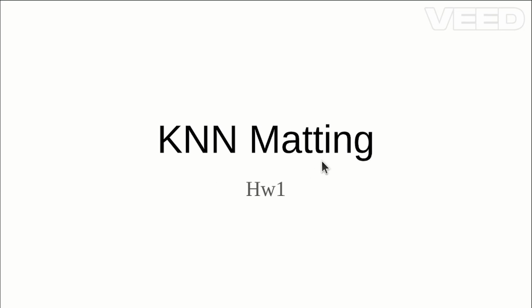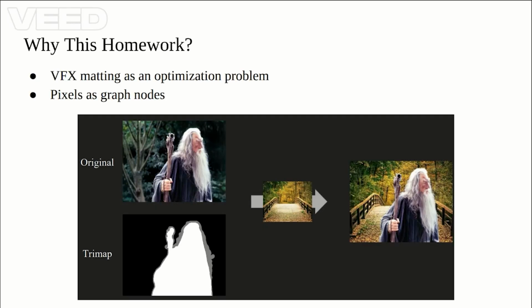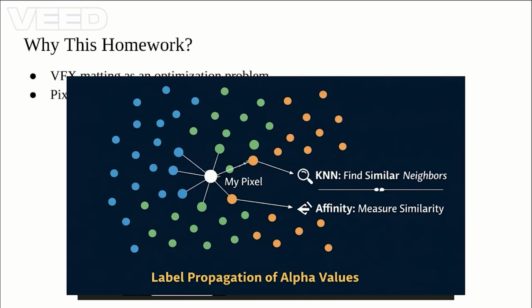Hello everyone, today I will introduce HW1 KNN matting. This assignment focuses on understanding how image matting can be formulated as a graph optimization problem. So instead of treating pixels independently, we treat each pixel as a node in the graph. You can see in this image, there are many nodes and each represents a different pixel.